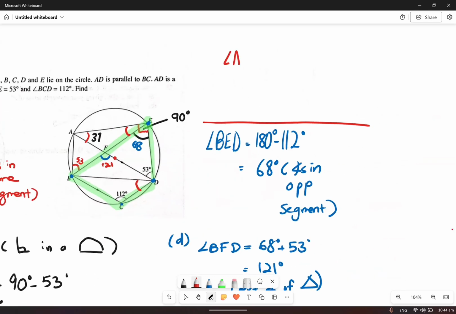Okay, angle AEB is basically what? 90 degrees minus 68 degrees. Do you agree or disagree? All right, this is 22 degrees. Make sense or don't make sense? This is 22. Let me just say this again. This is how much? 22. Do you understand or don't understand? What else? Can you all try it yourself?